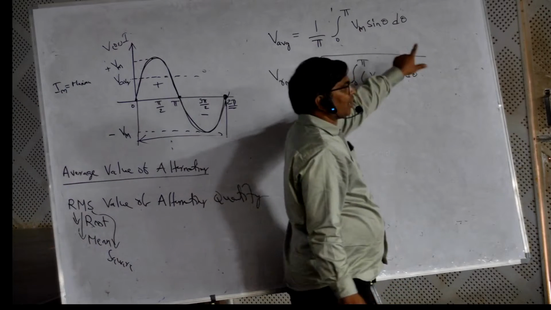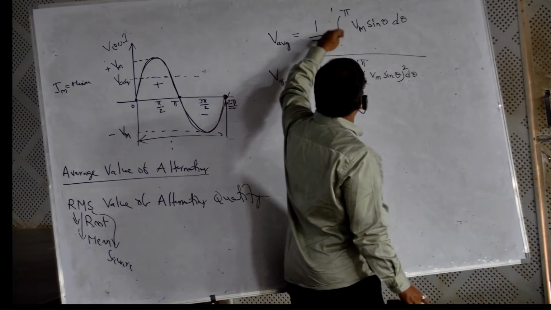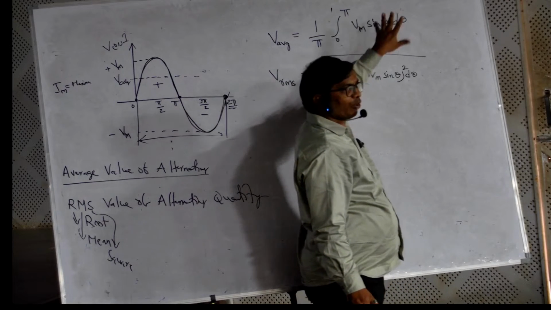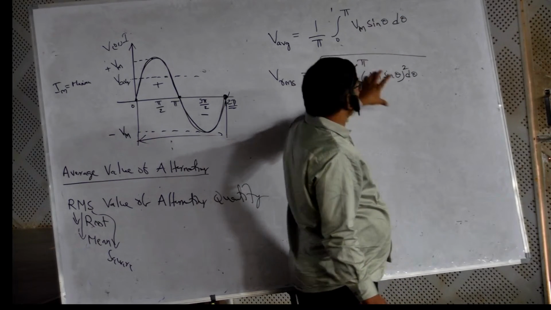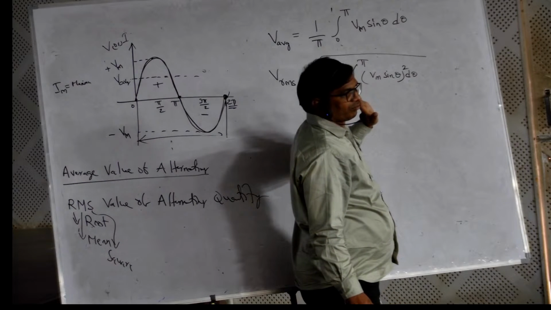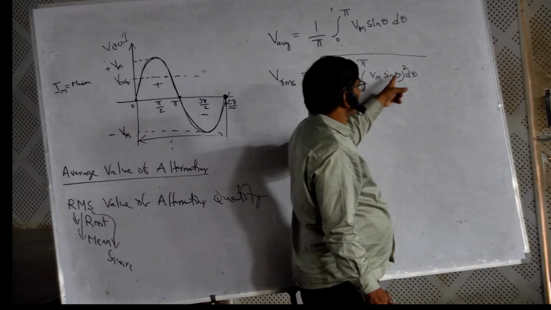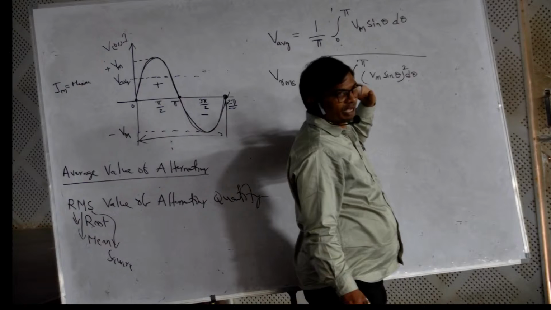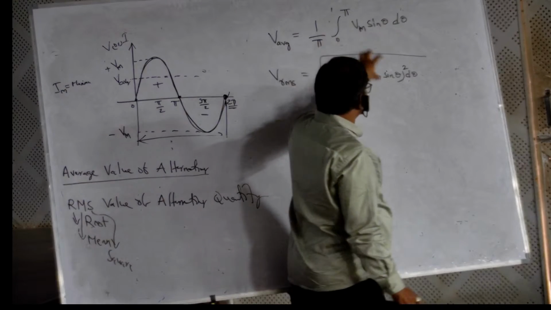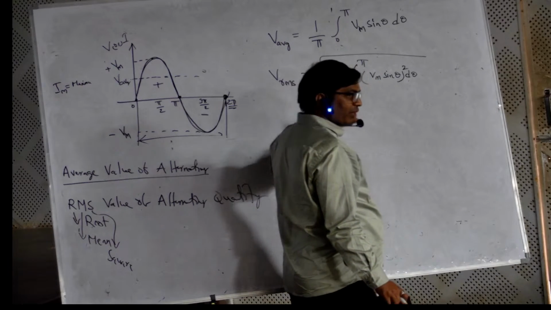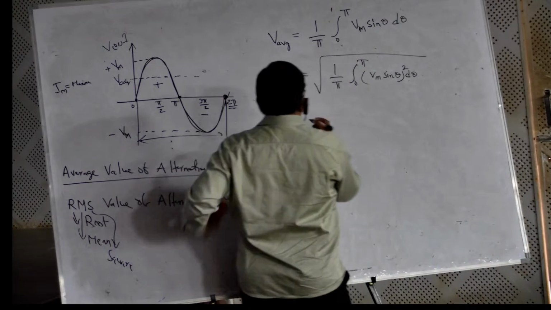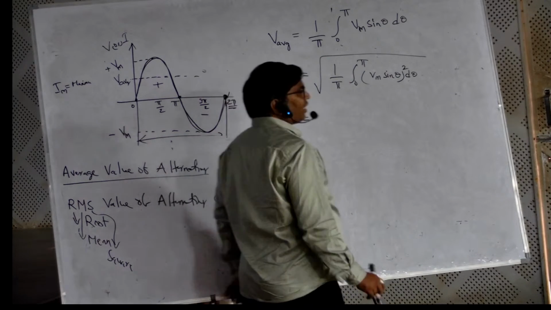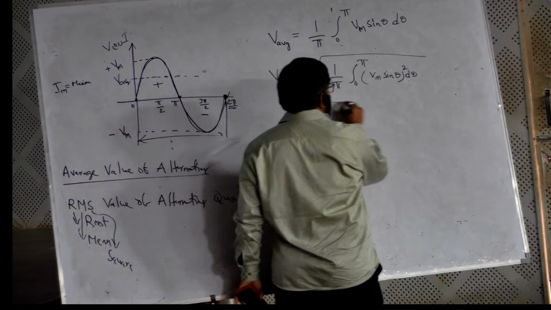Root mean is nothing but 1 by pi integral 0 to pi Vm sin omega t d omega t. Square means for the magnitude we have to square, so Vm sin theta whole square. Now if we solve this one, we'll get this value.